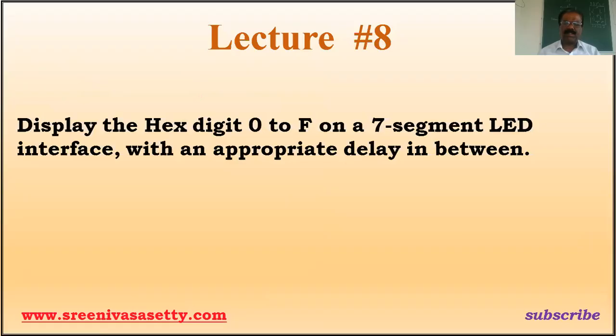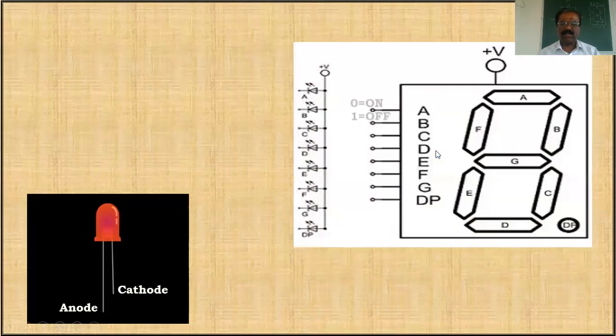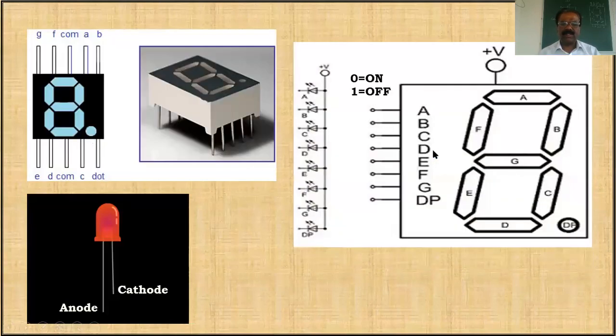In the last lecture, I explained about the circuit diagram of the 7-segment display. Today, in this lecture, I'm going to explain the software, like how to write a program to display from 0 to F by using 7-segment display. I explained all these things in the previous lecture, so go through that, then only you can understand the program.